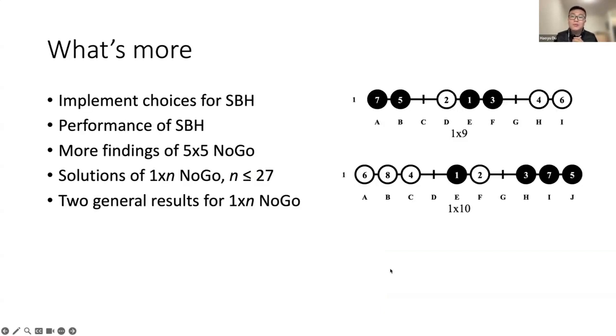Here is a list of things I did not talk about, but they are in the paper. If you are interested, you can go read the paper. Most importantly, you may be interested in the implementation choices for sorted bucket hash and some performance analysis of sorted bucket hash. We have more interesting findings on 5x5 NoGo. We also provide the solutions of linear NoGo, or 1x(n) NoGo, with n less than or equal to 27. We have 2 general results for 1x(n) NoGo.